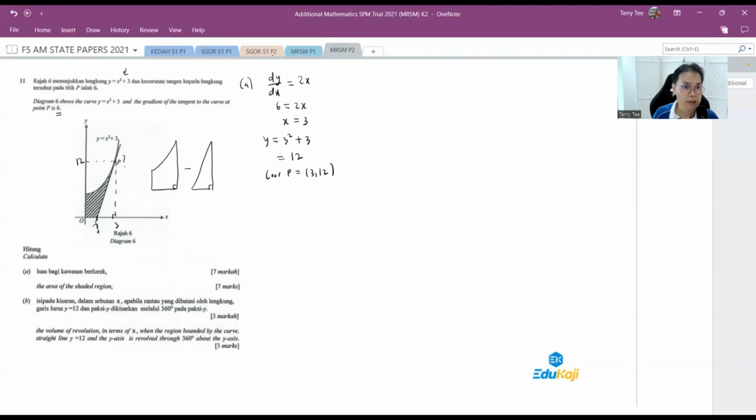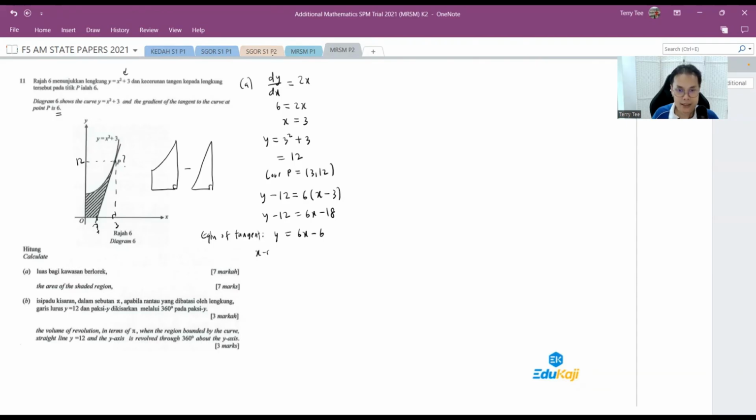Now we know the gradient of the tangent is 6. So we know point P. So we can use y minus y1. My y1 is 12. My gradient of tangent is 6. My x1 is now 3. Okay. So what I need to do is to simplify this equation. 6x minus 18. Well, we can bring the 12 over. If you want, bring it over or bring this over. So y equals 6x minus 6. So this represents the equation of the tangent at P.